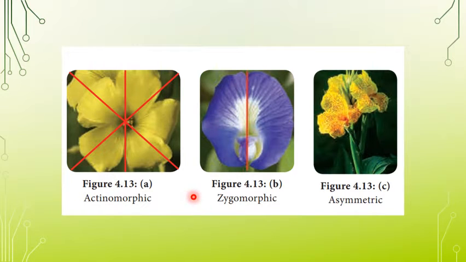And in this you get the two equal halves only by one particular plane, that is known as bilateral or zygomorphic. So these are very important, that is actinomorphic, zygomorphic and asymmetric.